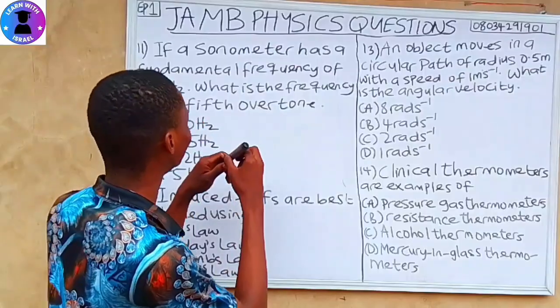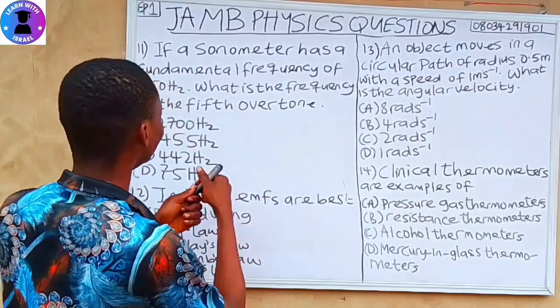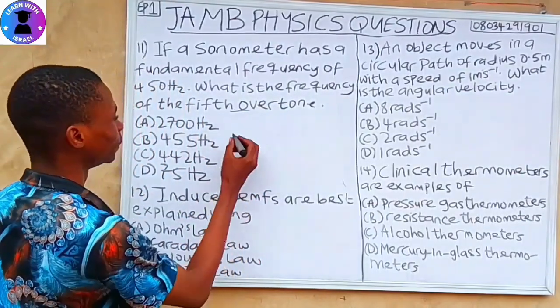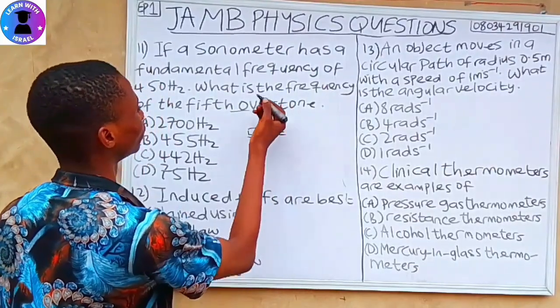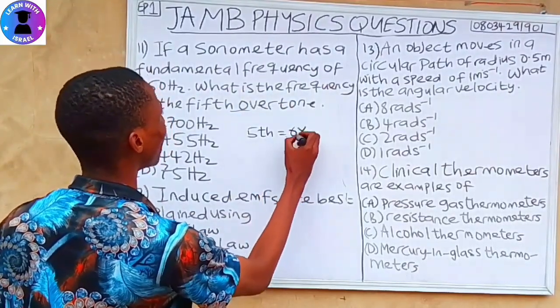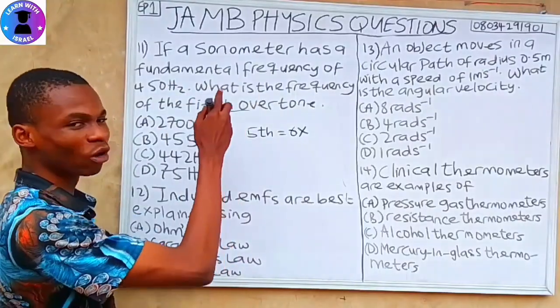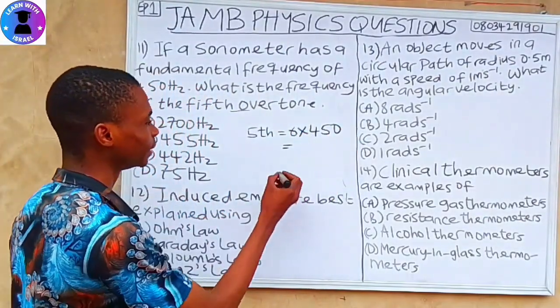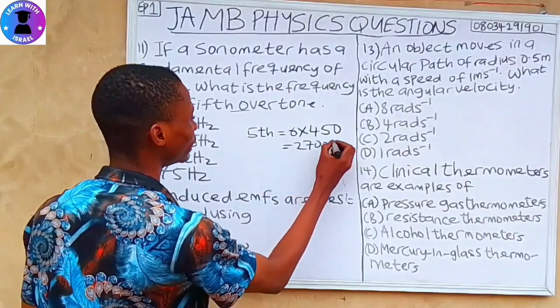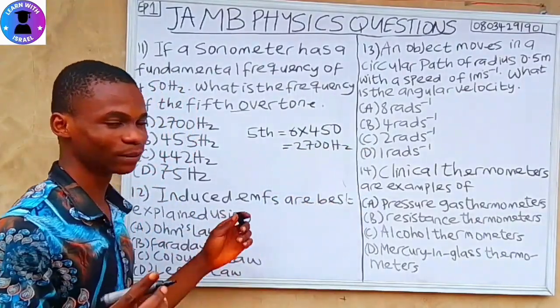If you see this kind of question, the first thing to do is to note the overtone. It is fifth, so our fifth overtone equals 6 multiplied by the fundamental frequency. So 6 multiplied by 450 is 2700 Hz. As you see, guys, very simple.